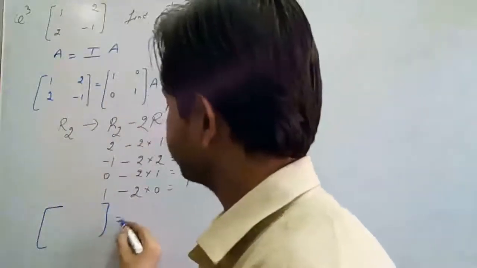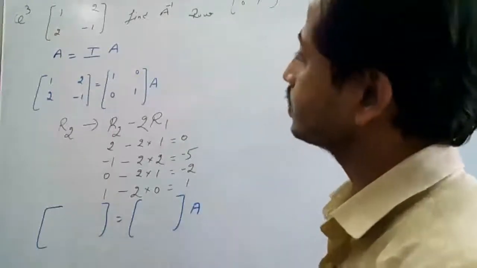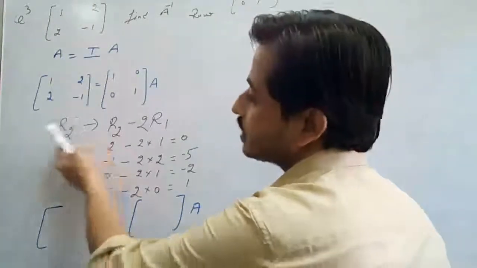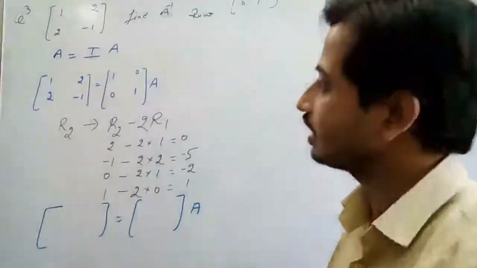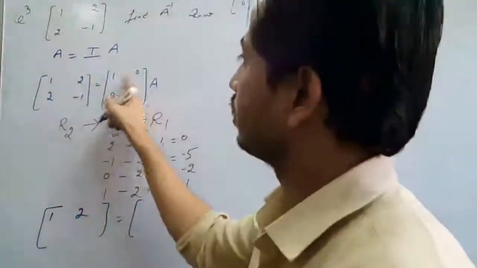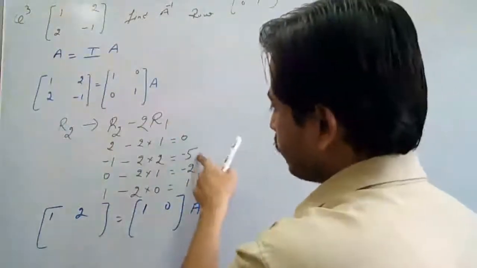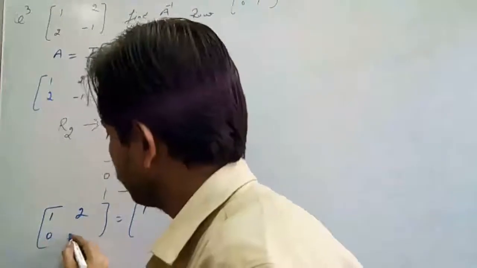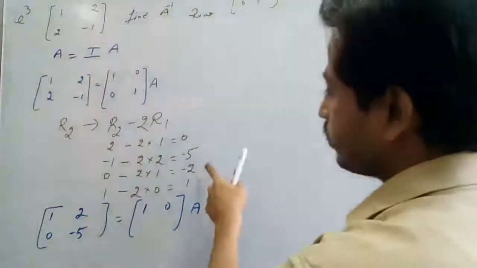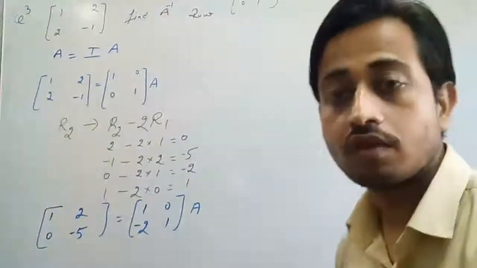Firstly, you have to write the unchanged row. Which is the unchanged row? We are going to change R2, so we have to write R1 as it is: 1, 2, 1, 0. And what is the new R2? 0, minus 5, minus 2 and 1.